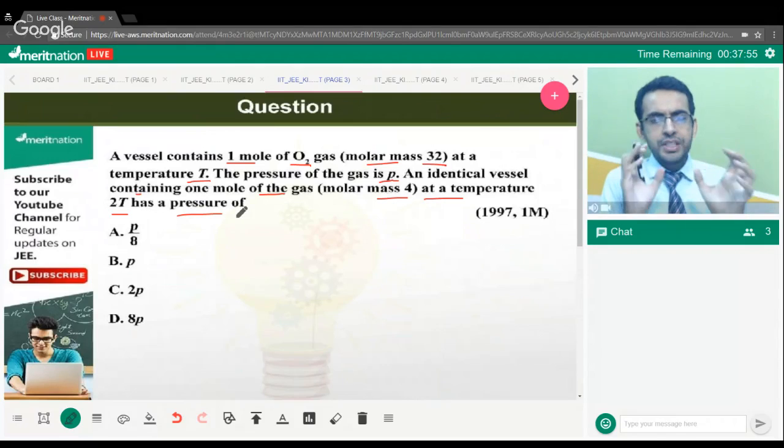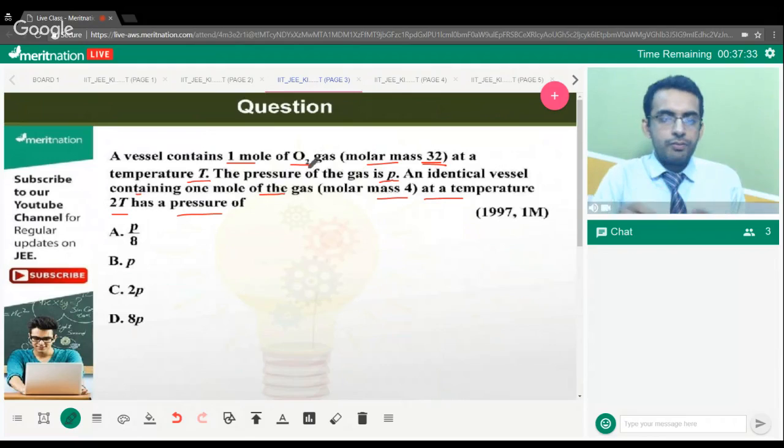See, the questions that come, their language may be tricky, or they may actually confuse you, but this question is very easy. Simple application of PV equal to nRT will work for this question. A student will think, sir, molar mass 32, oxygen gas, but see, n is given. Simply apply PV is equal to nRT.